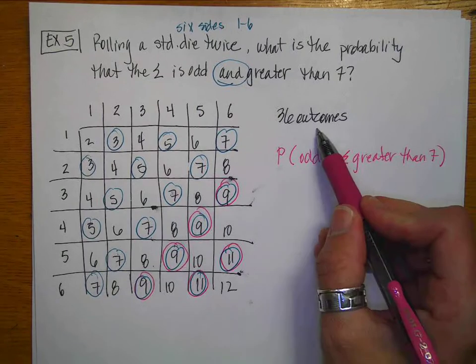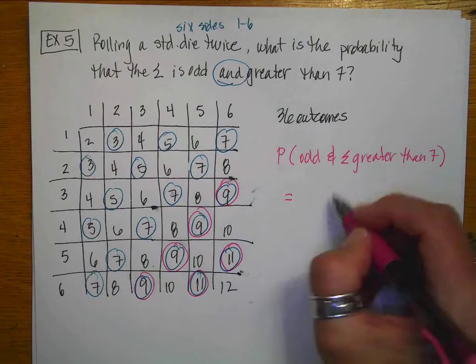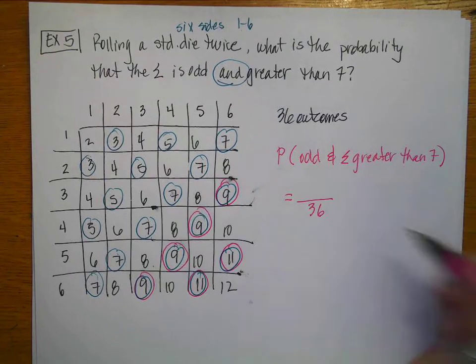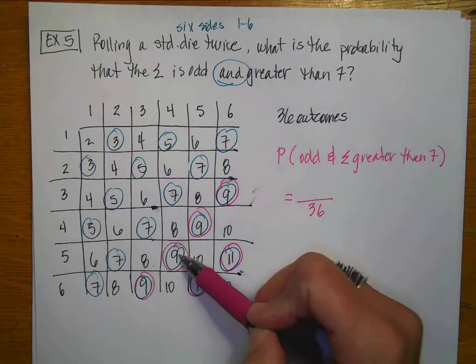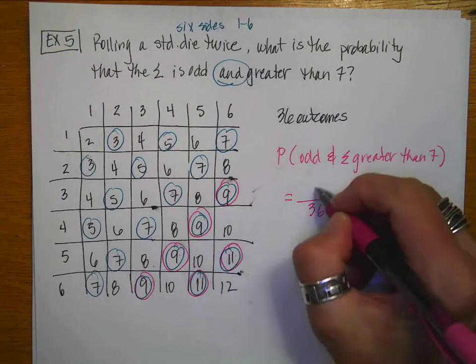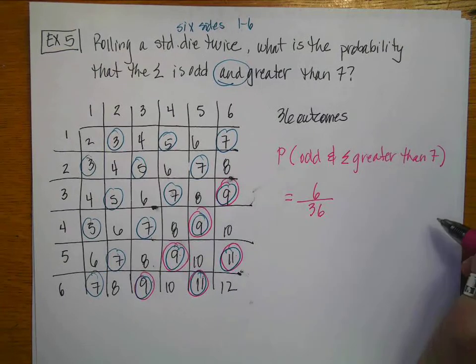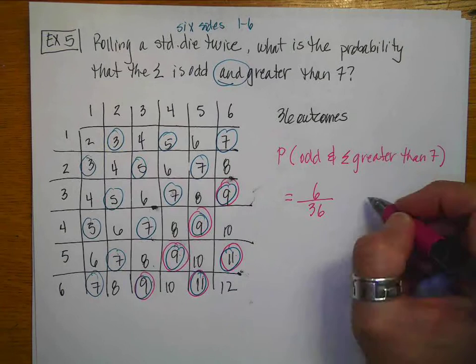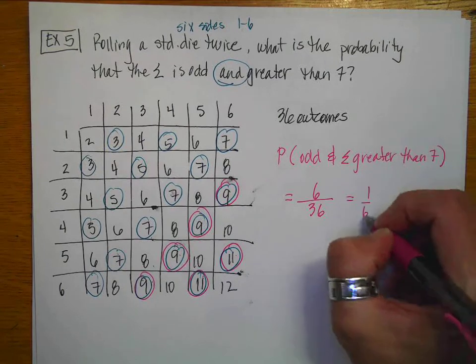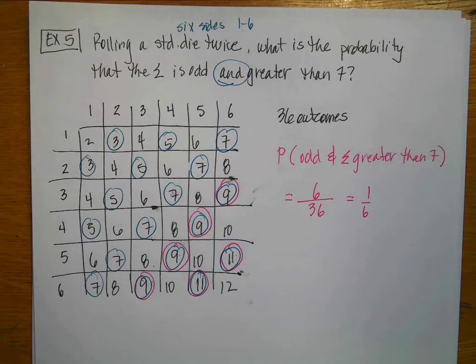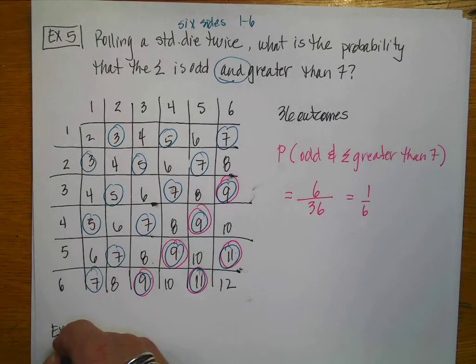You'll notice that there are 6 times 6, there are 36 possible outcomes. So the probability is going to equal, there's my outcomes in the denominator, and I have 1, 2, 3, 4, 5, 6. There are 6 outcomes where the sum is odd and greater than 7, which is 1 out of 6. Okay? I have another couple of examples for us.